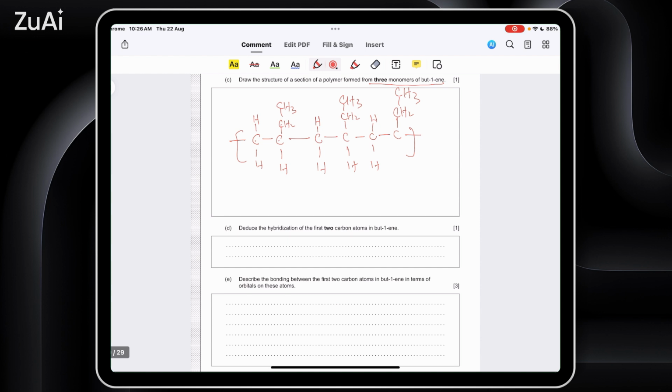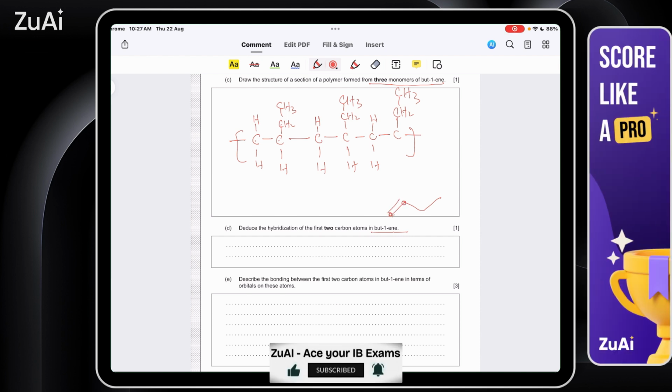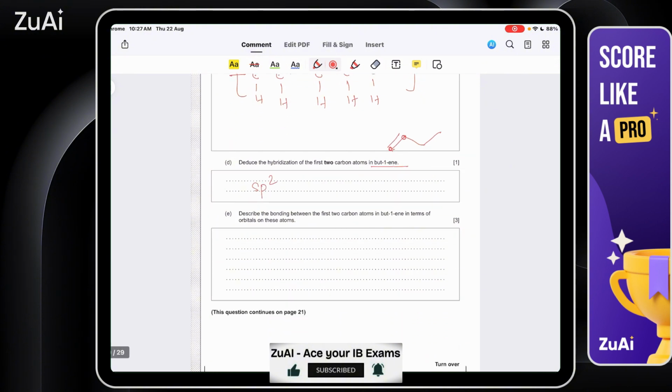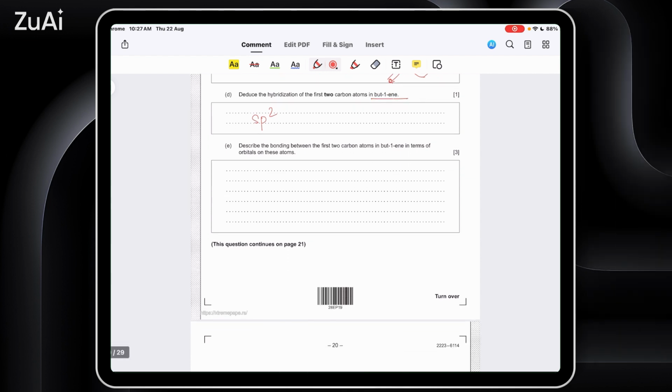Deduce the hybridization in the first 2 carbons of butene. What is the butene? This is butene, first 2 carbons. So they all are double bonds, so it should be sp2. Single bonds are having sp3, triple bonds having sp.